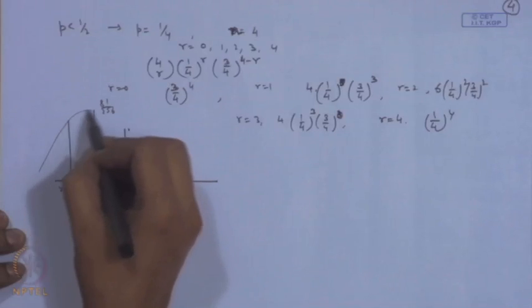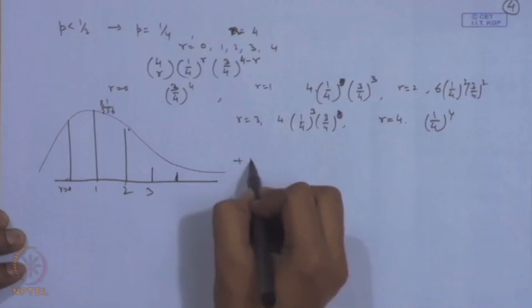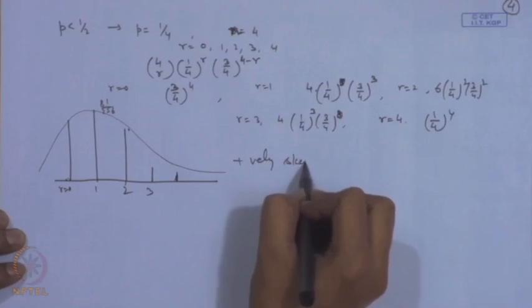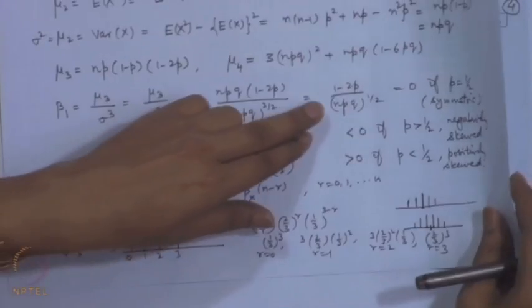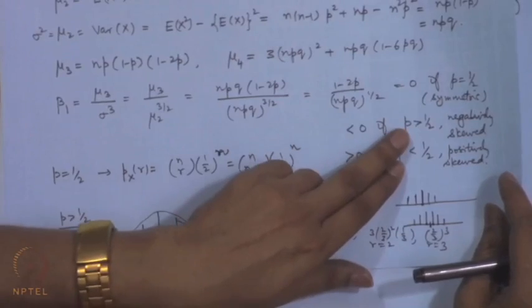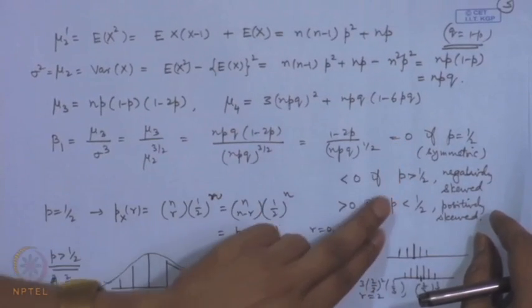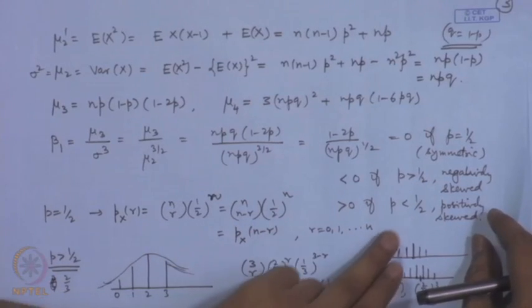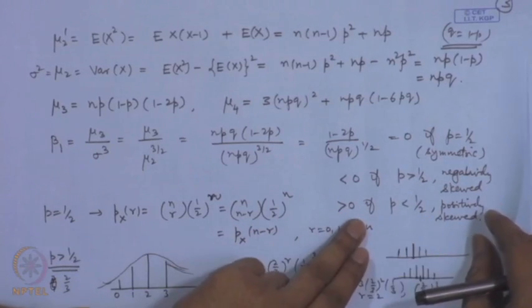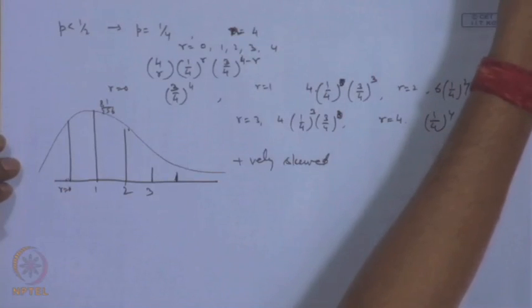So, there is a steep decline. So, this is positively skewed. So, this is confirmed from these calculations here. The exact condition is, if p is equal to half, you have a symmetric distribution. If p is greater than half, the distribution is negatively skewed. If p is less than half, the distribution is positively skewed.